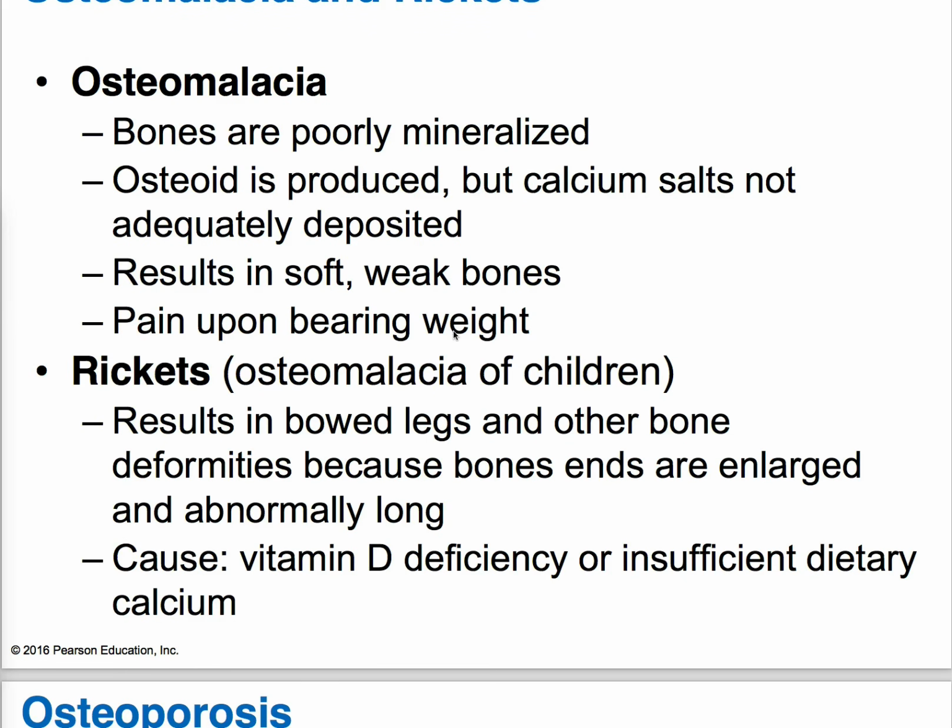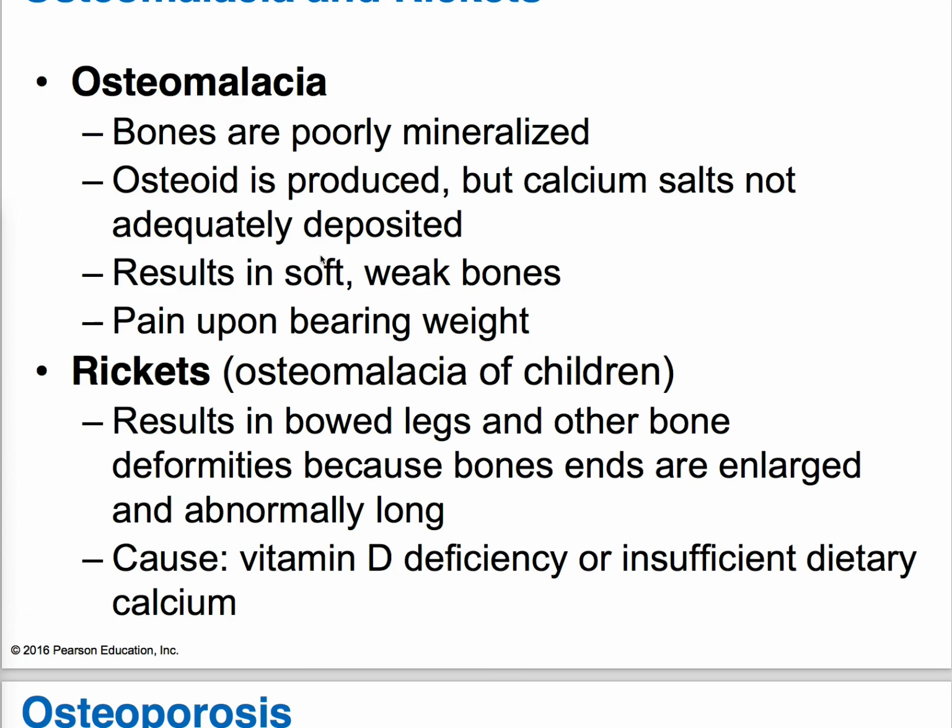Now, osteomalacia, when you look at this term, again, osteo is bone, malacia is softening, so bone softening. So the bones are poorly mineralized. The osteoid is produced, but the calcium salts are not adequately deposited. And what ends up happening is you end up having soft and weakened bones. And again, it's quite painful when weight starts to be borne on these bones.